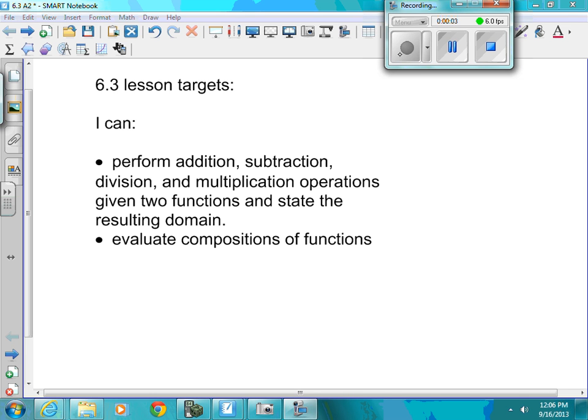Welcome back to Unit 3, Section 6.3. The goals of this lesson are as follows. Again, you'll be able to perform addition, subtraction, division, and multiplication operations given two functions and state the resulting domain. And you'll also be able to evaluate compositions of functions. Please write these down at the top of your notes and have them ready, along with the additional notes we're about to do for tomorrow.